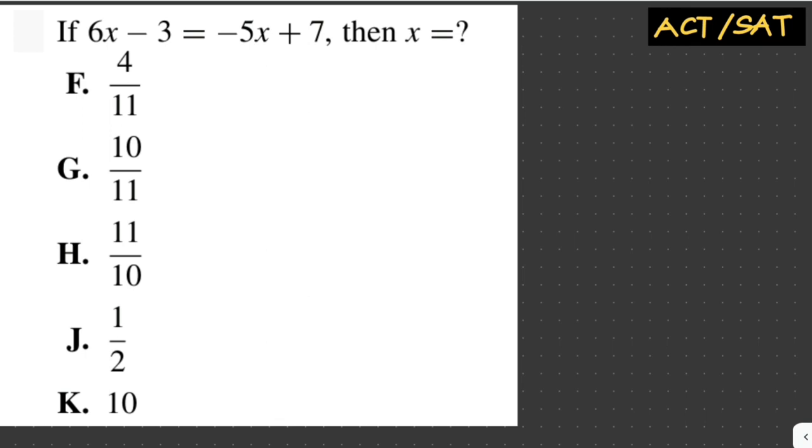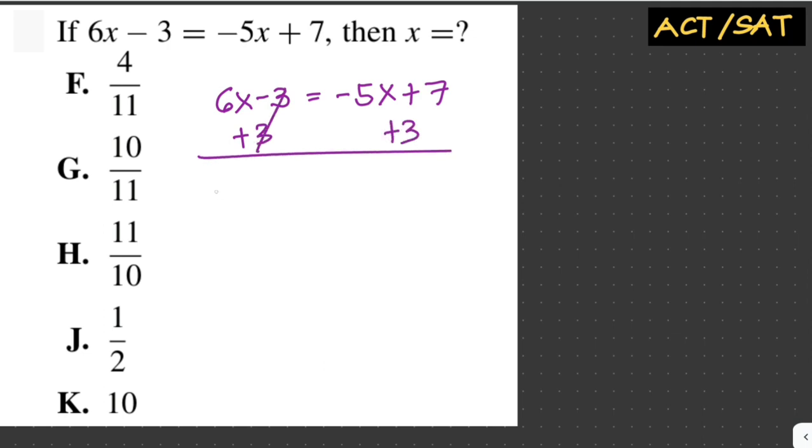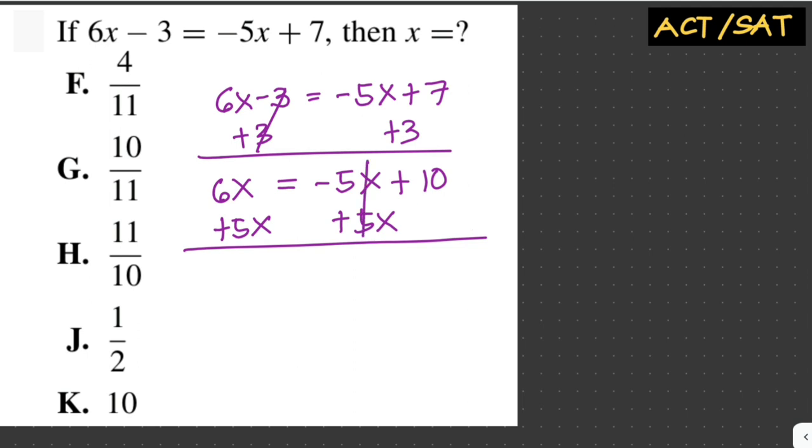If 6x minus 3 is equal to negative 5x plus 7, then x is equal to. Now to solve for the value of x here, we just have to combine like terms. Okay, we add 3 to both sides. This cancels out, and we have 6x equals negative 5x plus 10. And then we add 5x to both sides. This cancels out, so we have 11x equals 10.